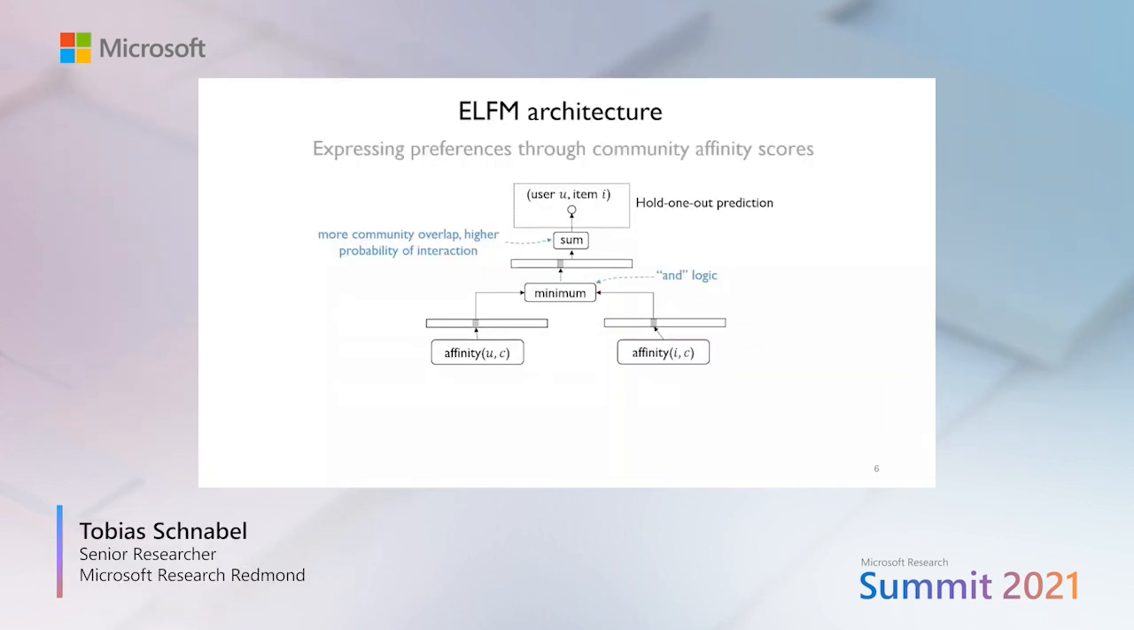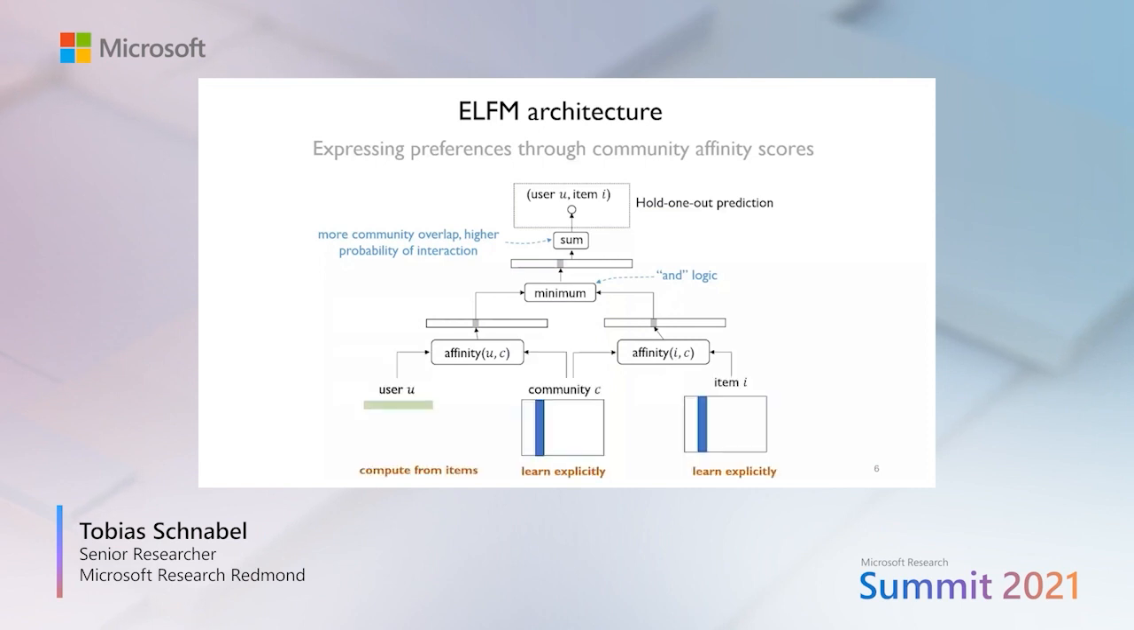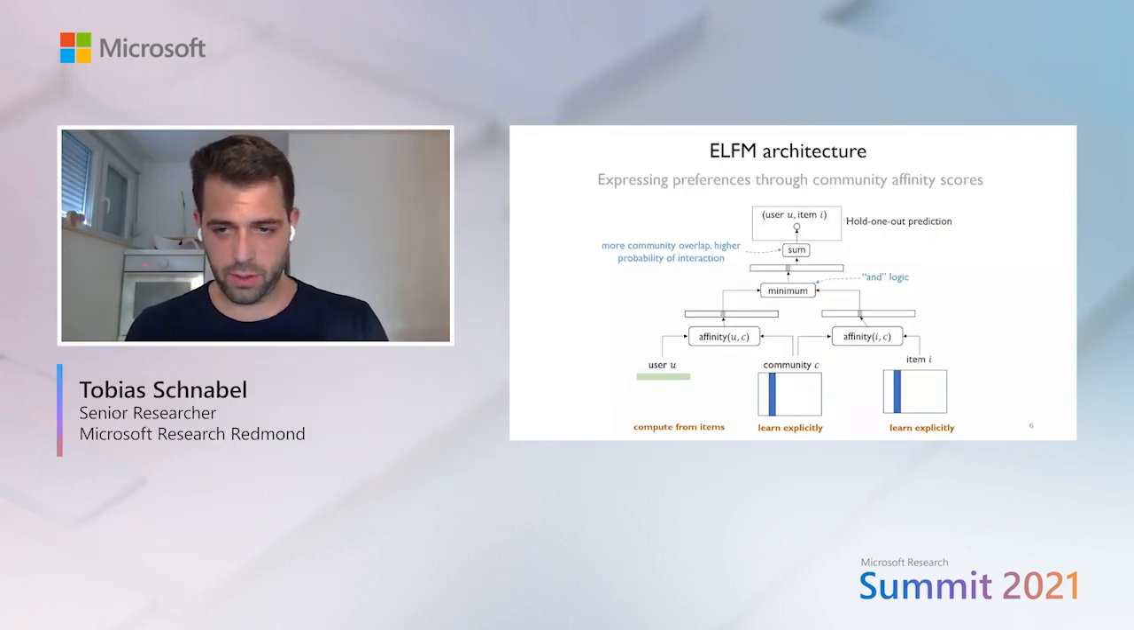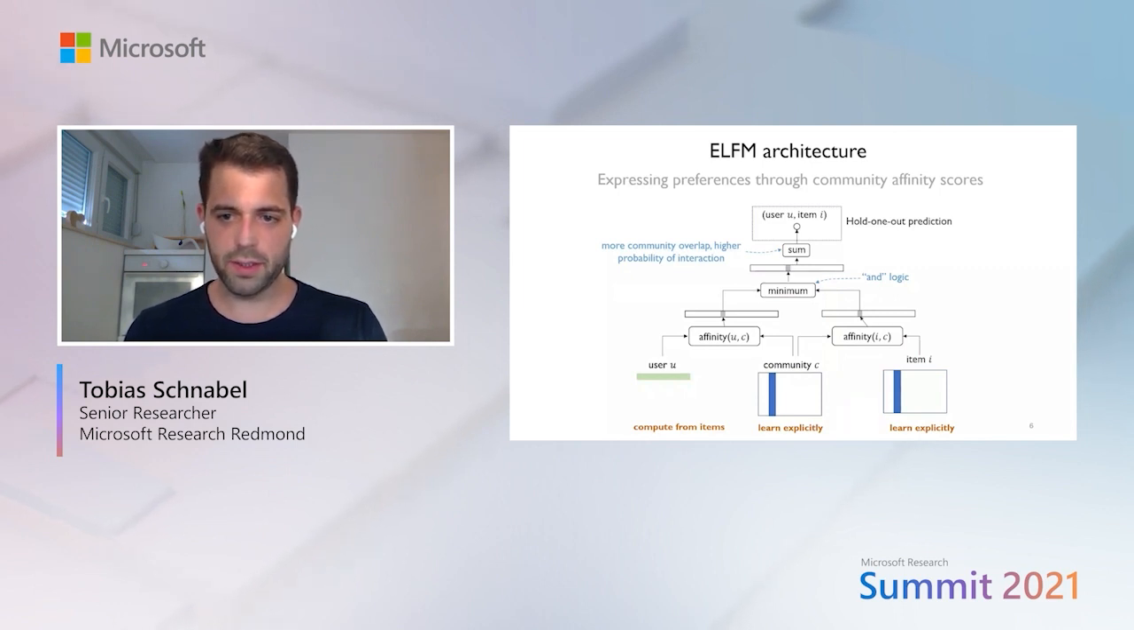Well, these affinity scores themselves get computed via an attention layer from either user and community embeddings, or from item embeddings and community embeddings in the right-hand case. We learn item and community embeddings explicitly and fully represent these in our model. However, we don't learn explicit user embeddings, but implicitly compute the user representations on the fly by combining item embeddings of items that users have interacted with.